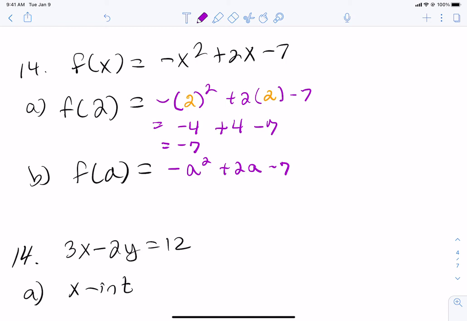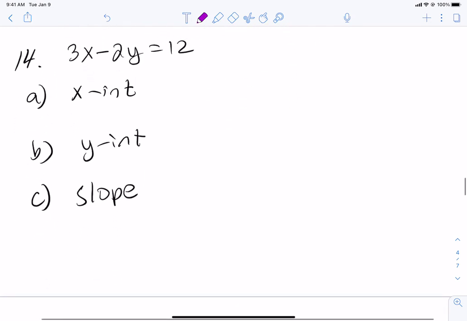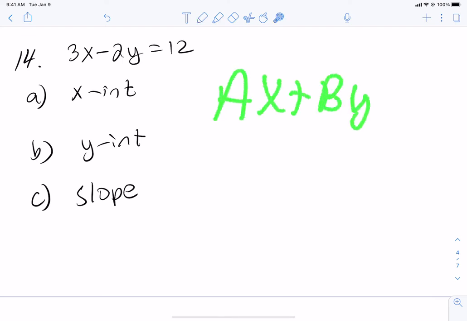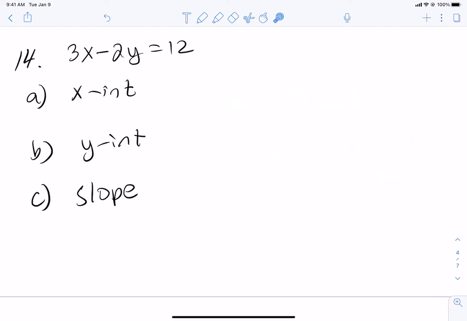Let's take a look at 14. Now 14, I've given you a linear equation. Remember, linear equations can be ax plus by equals c, or y equals mx plus b. Those both represent a line, a linear equation. This one just happens to be in standard form. Now the question is, what is the x-intercept? What is the y-intercept? And what is the slope?